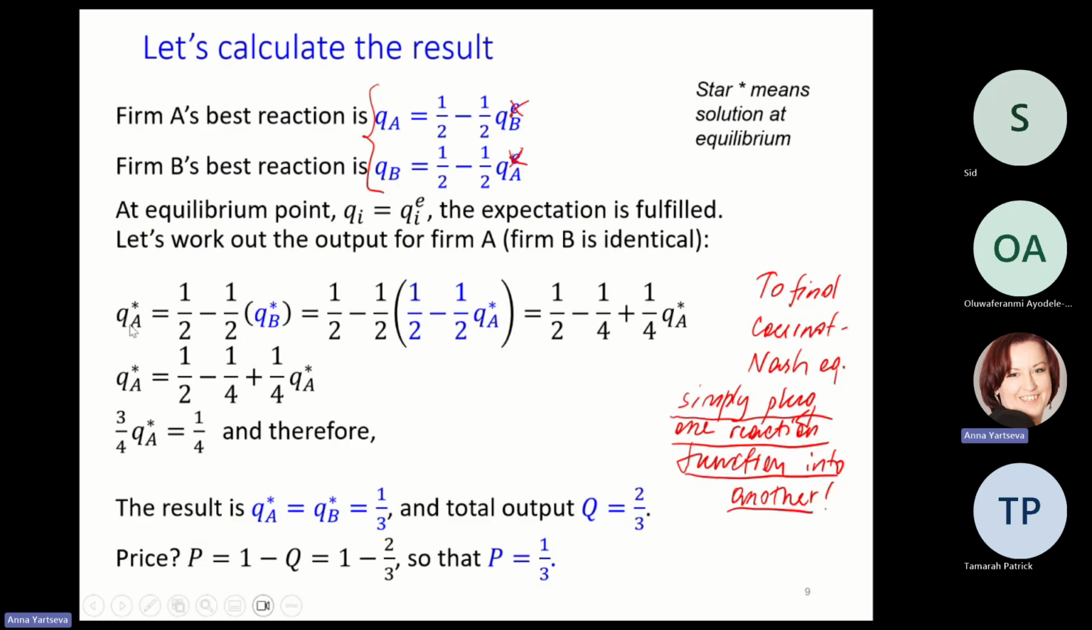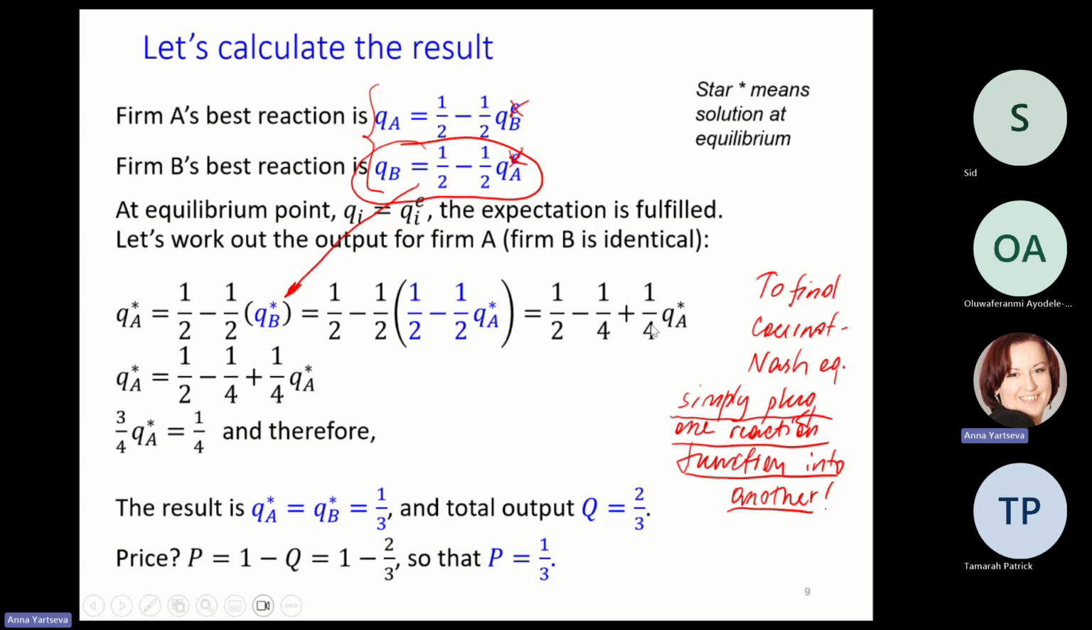Simply plug one reaction function into another. So have a look. Quantity A is a half minus a half times quantity B. What is quantity B? It's this one. So we can simply plug it into our reaction function. So simply plug this expression. So we still have a half minus a half, but instead of this term in brackets, we have the expression for quantity B. And now we have a simple equation. There are lots of fractions, but they're very easy to work out. So a half is a half. A half times a half, it's 1/4, right? This, when we open the brackets, minus a half times minus a half becomes plus 1/2, right?